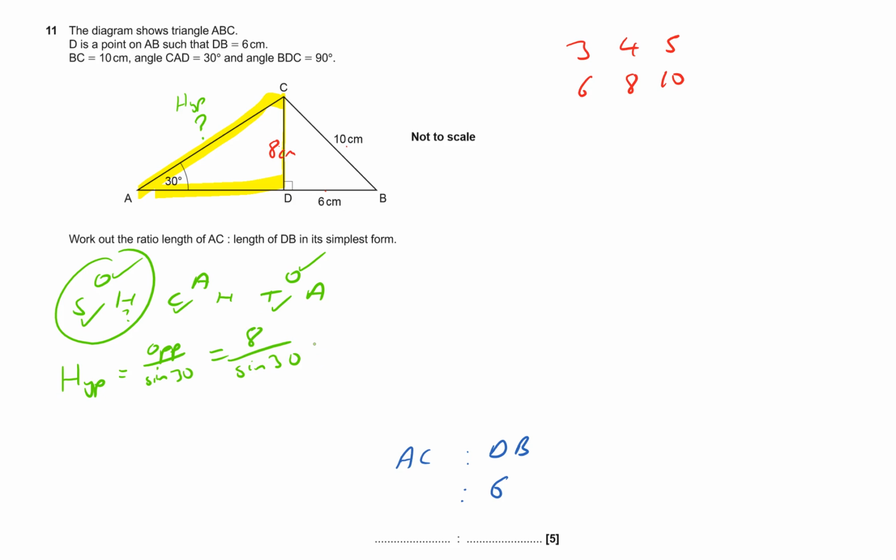Now, if I had a calculator, it'd be dead easy. I don't, so I must know what sine 30 is. And sine 30 is a half. I'll show in a moment how we know that if you don't know it automatically. So it means 8 divided by a half, and that means how many halves fit into 8. Or you could think of it as a fraction, and times the top by 2 and the bottom by 2, and that means 16 over 1, which is 16. And therefore the ratio is 16 to 6, which will cancel down to 8 to 3 as my answer.